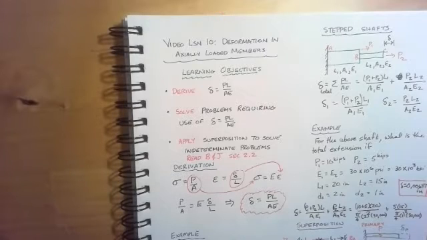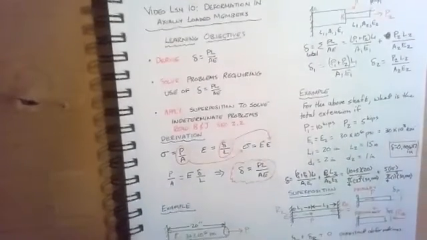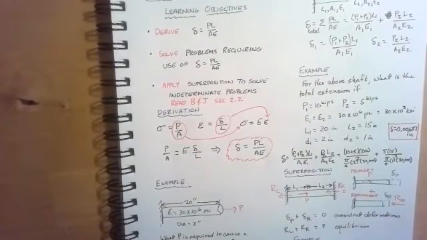Our learning objectives for this lesson are to derive the equation delta equals PL over AE for axially loaded bars, to solve problems requiring use of the equation delta equals PL over AE, and to apply superposition to solve indeterminate problems. For this lesson, you should be reading Beer and Johnston's section 2.2. So let's get right into the derivation.